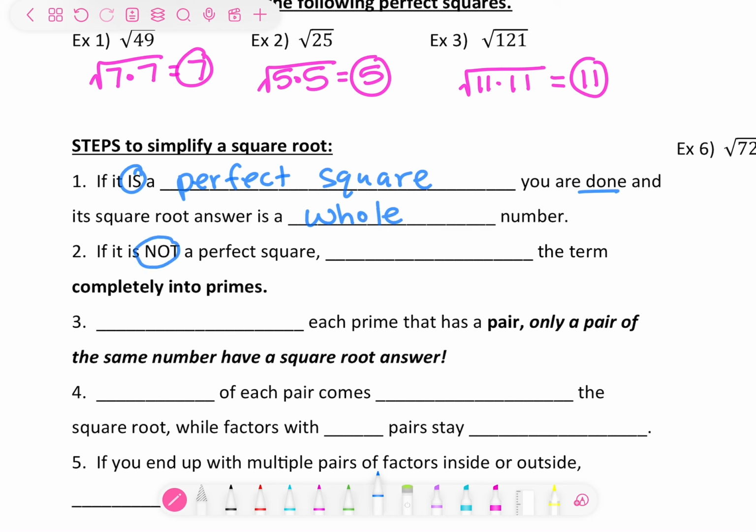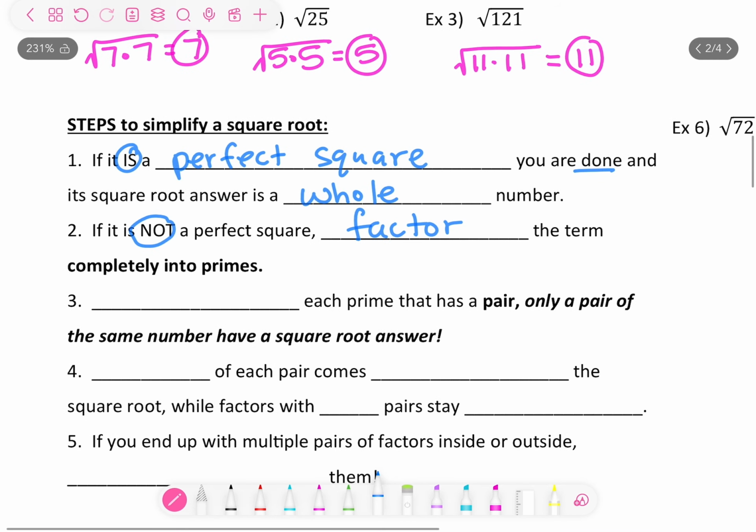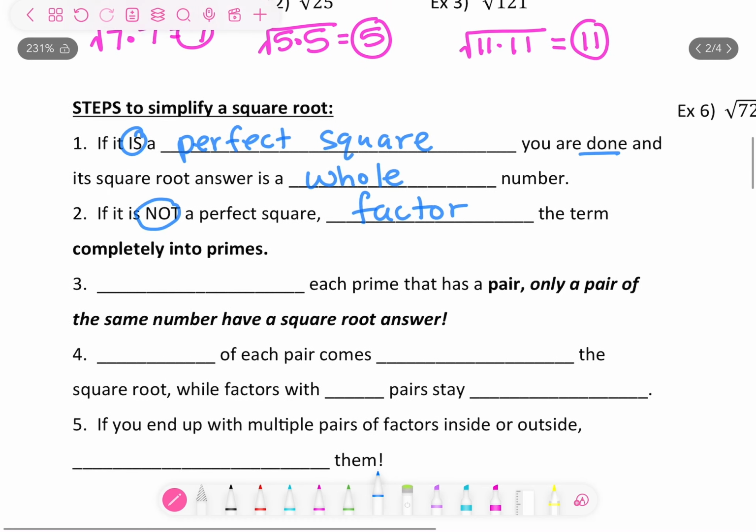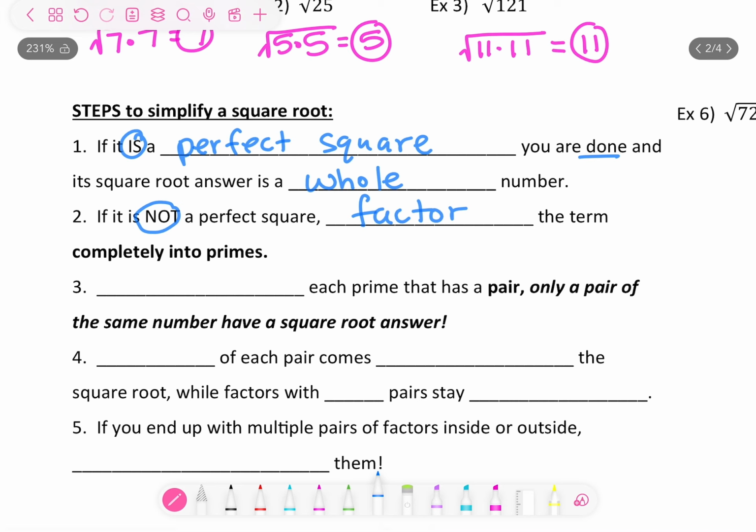Now, if it's not a perfect square, that's when you have to see if it'll simplify. So you have to factor your term completely into primes. And then you're going to look for pairs of primes. Remember, pairs of numbers are what have a square root. For example, this pair of 11s has a square root of 11. Once you factor that number into primes, and you have the prime factorization, then you're going to circle pairs of primes. Only a pair of the same number has a square root.